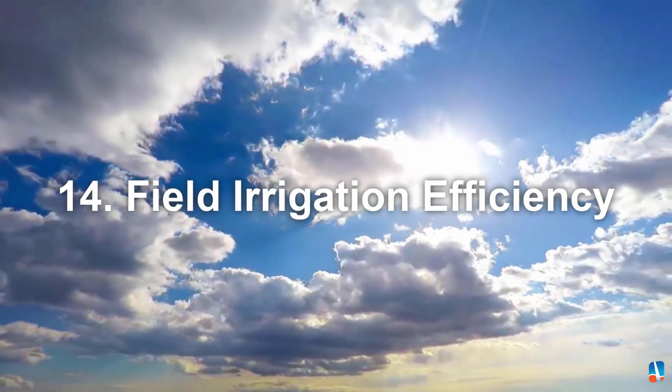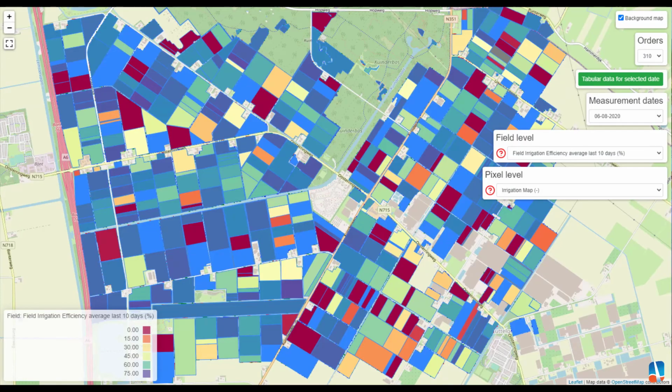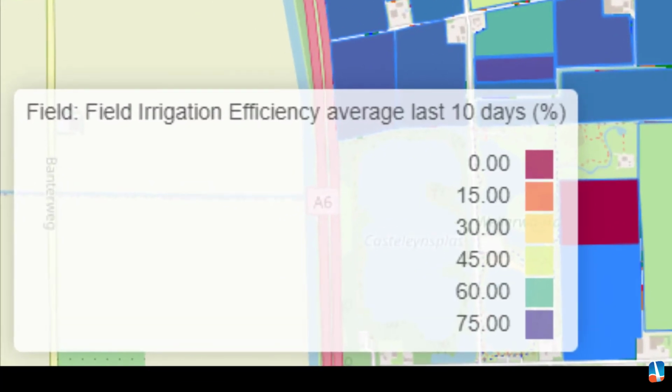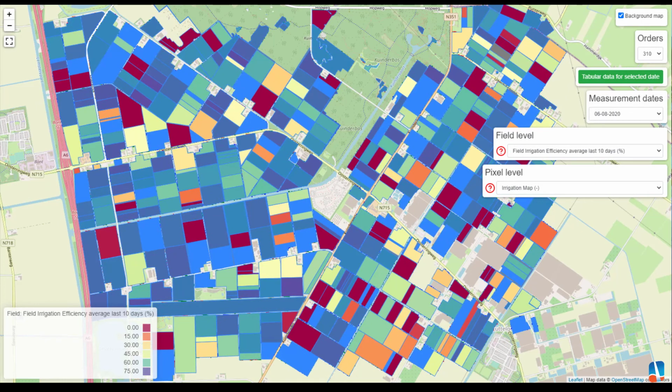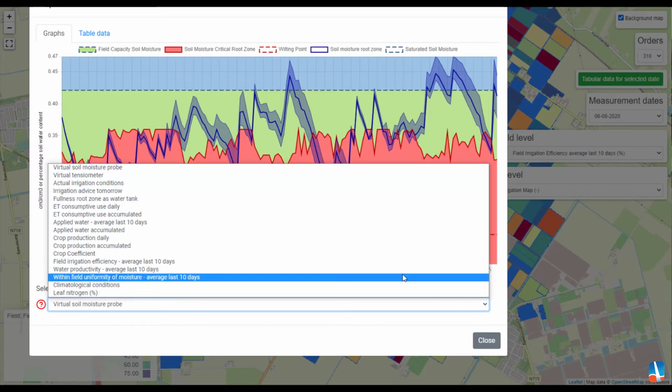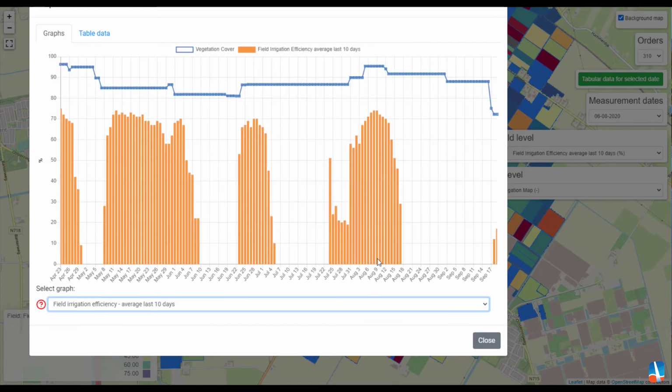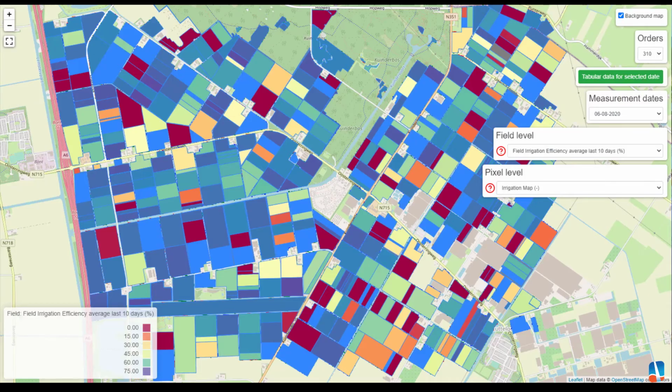Number 14. Field irrigation efficiency. The field irrigation efficiency shows the percentage of your applied water being used by the crop. If 80% of your irrigation water is used by the plant, the field irrigation efficiency is 80%. The farmers can keep track of the efficiencies per field and can make a decision to change irrigation methods for fields with low efficiencies. Thanks for listening.